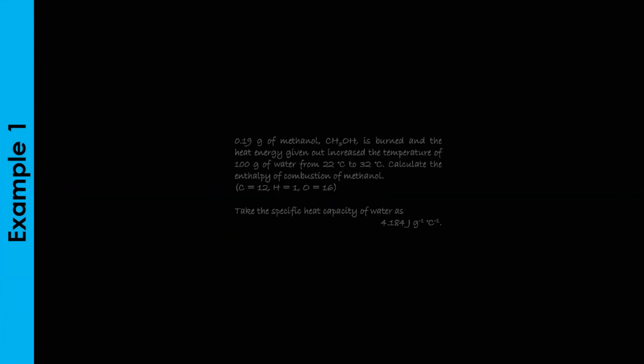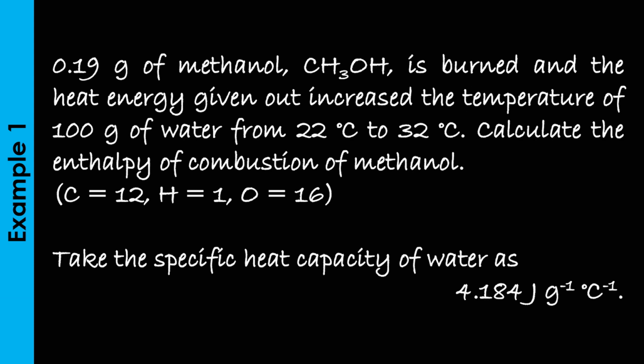Example 1. 0.19 grams of methanol is burned and the heat energy given out increased the temperature of 100 grams of water from 22 degrees Celsius to 32 degrees Celsius. Calculate the enthalpy of combustion of methanol, given that the specific heat capacity of water is 4.184 joules per gram per degree Celsius.